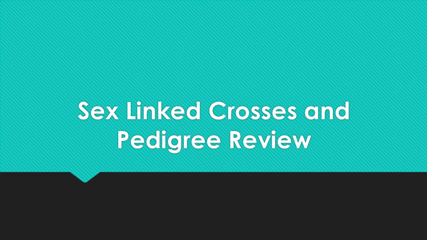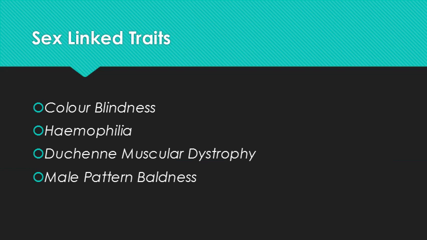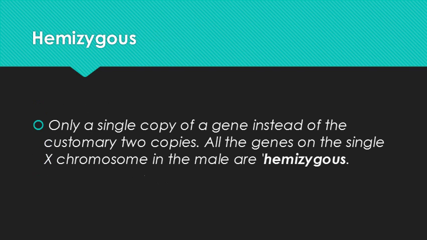So this is the sex-linked crosses and pedigree review. So sex-linked traits, there's things like colour blindness, haemophilia, muscular dystrophy, and male pattern baldness. There are a few ones that they will test for if they're going to use examples. The really important term in the sex-linked crosses is hemizygous. So only a single copy of a gene instead of the customary 2 copies. So all of the genes on the X chromosome in the male are hemizygous because they only have a single copy of the X chromosome.